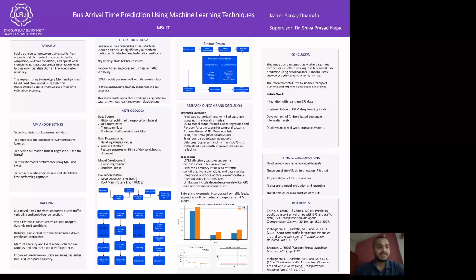For the future, this research can be the framework for real-time prediction tools, such as real-time GPS data integration can be implemented. LSTM architecture can be further optimized. Weather and accident data and other roadblocks can be incorporated. A real-world passenger information system like an Android-based system can also be developed.